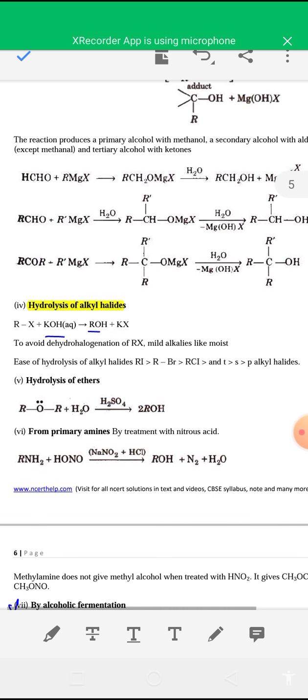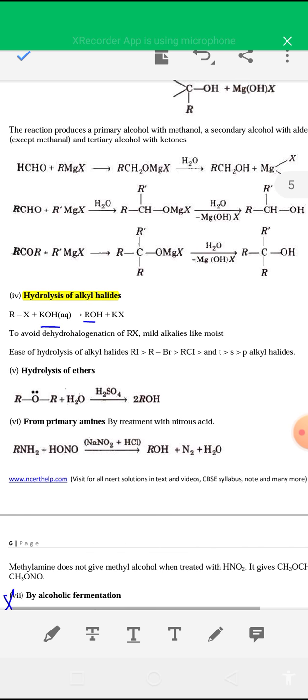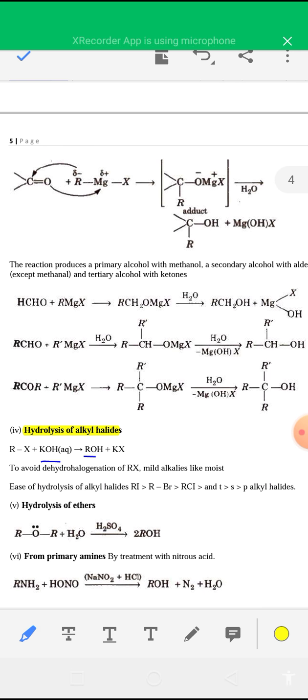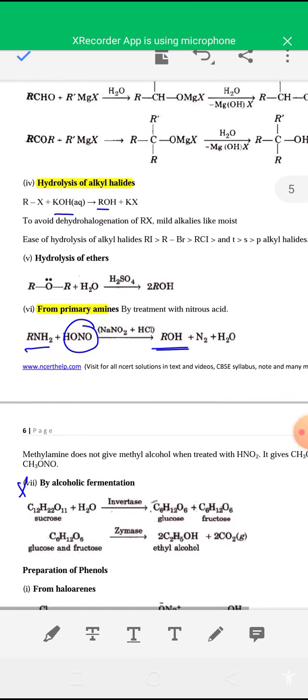Next is hydrolysis of ether. It is not important. Next, from primary amine, you have to read this one. This is also a substitution reaction. Primary amine means RNH2, in which the NH2 group is present. When RNH2 is treated with NaNO2/HCl, that is nitrous acid, HNO2, the NH2 group will be substituted by the OH group. So this is the preparation, RNH2 treated with nitrous acid, and you will get alcohols.